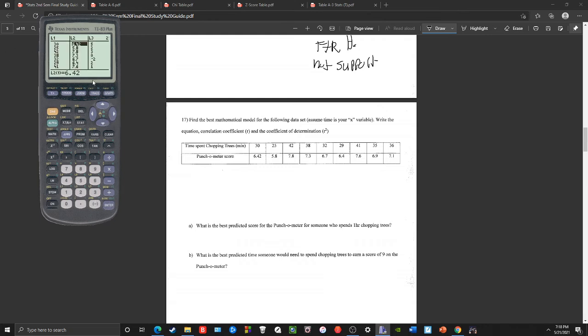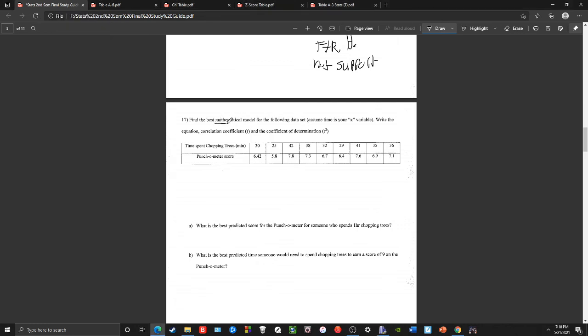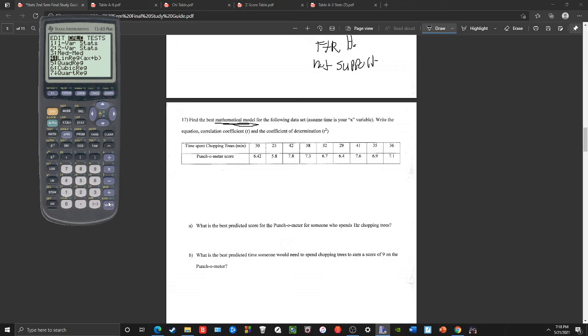All right, so we got all this data in here. Stat, calc, linreg test. Now, actually, sorry, my bad. It says find the best mathematical model, right? So if it says here find the best model, that means it won't necessarily be linear. It could be, but it won't necessarily be. So we're going to test all of them here. So let's go to linear first.